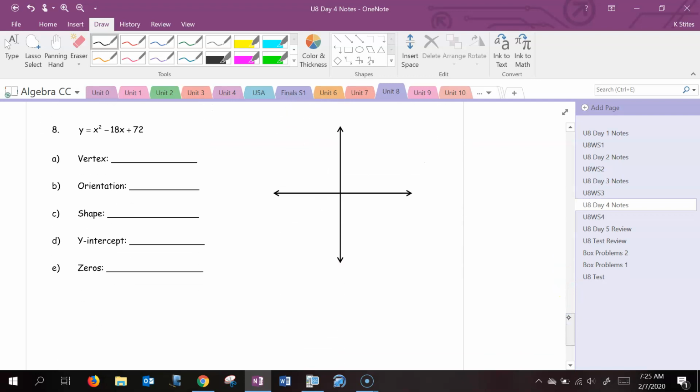Okay, one more. Now, if you notice, this is standard form. There are no parentheses. That means we must use our calculator in order to find the vertex. We can do orientation and shape if you would like. Your a value is out front of your x squared. It is a positive 1, which means orientation is up and shape will be normal.